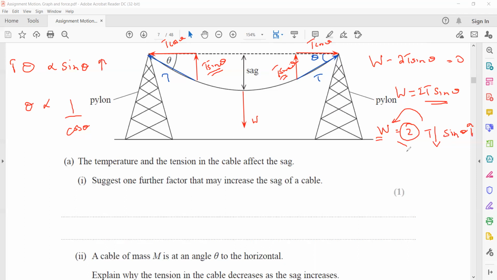So in the answer you will mention that W equals 2T sin theta. If the value of theta increases, the value of sin theta increases, so T must decrease to balance with the weight, because the weight is not changing, or the weight is kept constant. Is it clear?